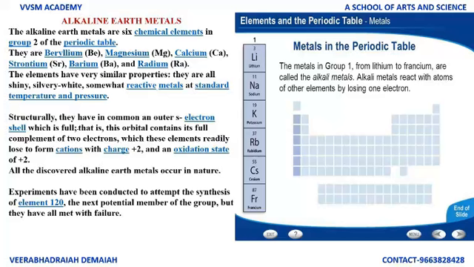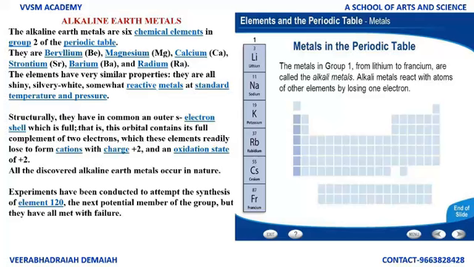Structurally, they have in common an outer s electron shell which is full, that is, this orbital contains its full complement of 2 electrons, which these elements readily lose to form cations with charge +2 and an oxidation state of +2. All the discovered alkaline earth metals occur in nature. Experiments have been conducted to attempt the synthesis of element 120, the next potential member of the group, but they have all met with failure.